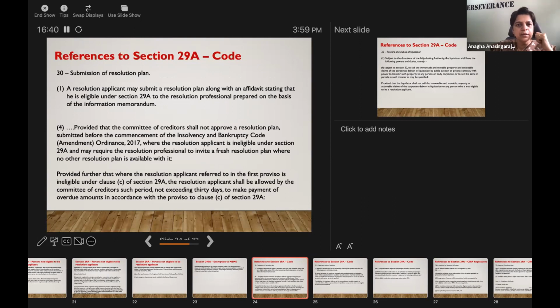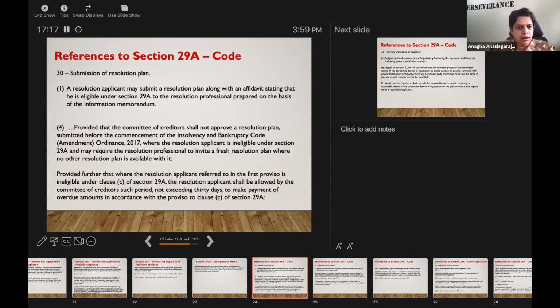Now, the references to section 29A in the code: where all are the references, apart from deciding the eligibility of the resolution applicant. Section 30, which talks about submission of a resolution plan, says the resolution applicant may submit a plan along with an affidavit that he is eligible under section 29A. Of course, the onus is on the applicant to prove that he is not disqualified under 29A, but it is also our duty to check whether he is eligible or not under 29A. So it is one of the duties of the RP to check the 29A eligibility.